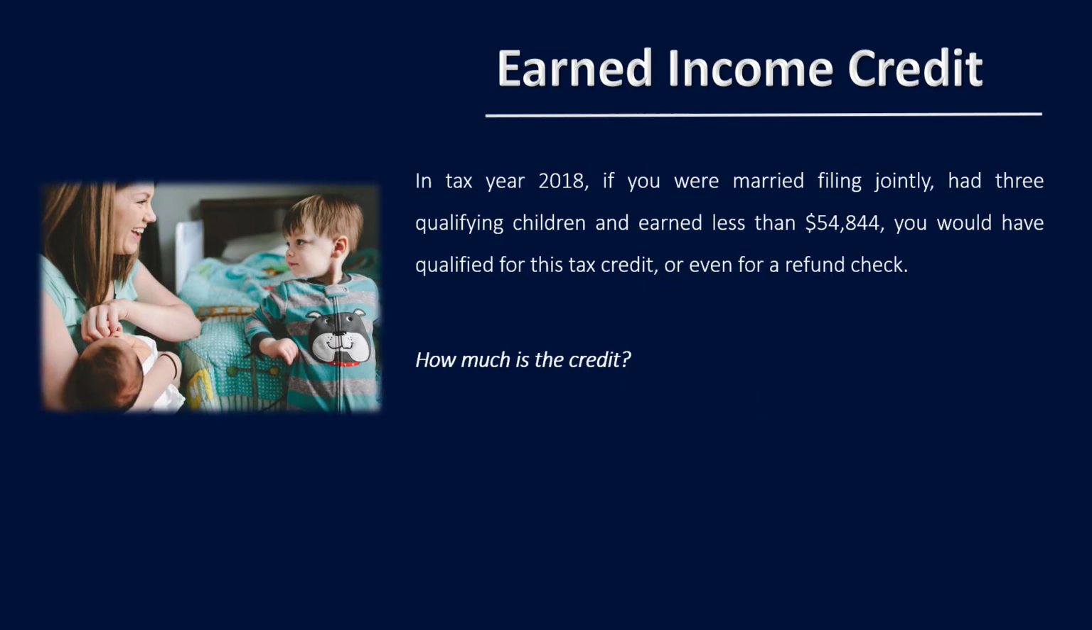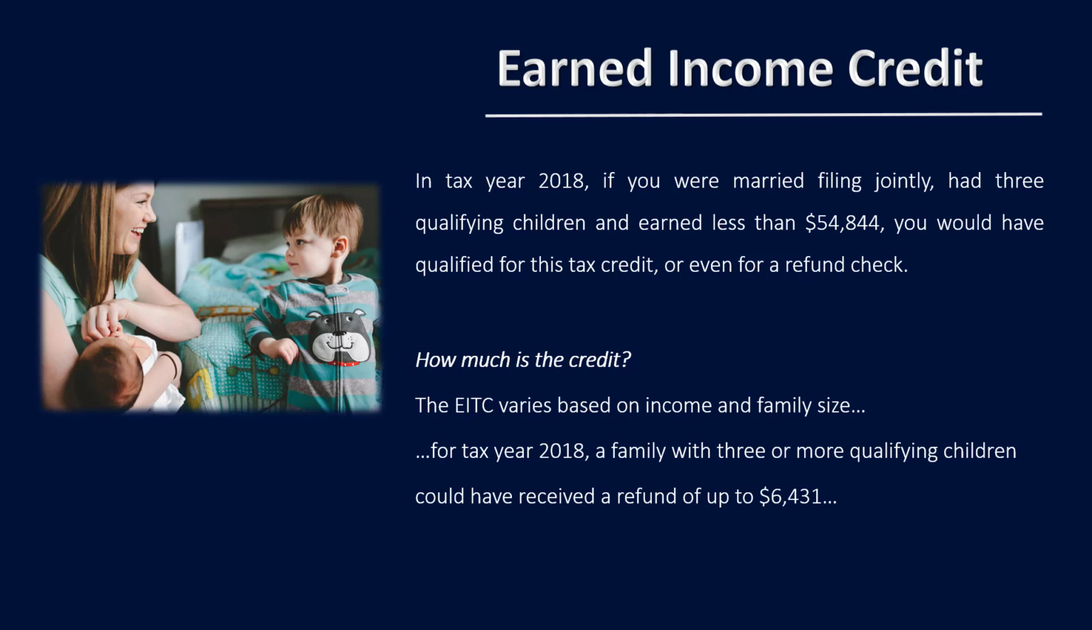In tax year 2018, if you were married filing jointly, had 3 qualifying children and earned less than $54,844, you would have qualified for this tax credit or even for a refund check. And how much is the credit? Well, the EIC varies based on income and family size. For tax year 2018, a family with 3 or more qualifying children could have received a refund of up to $6,431.